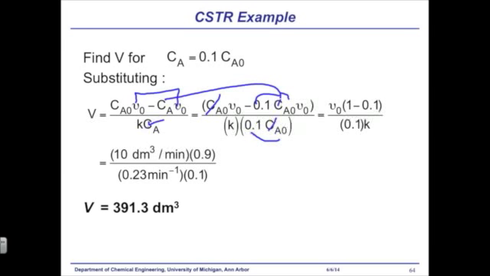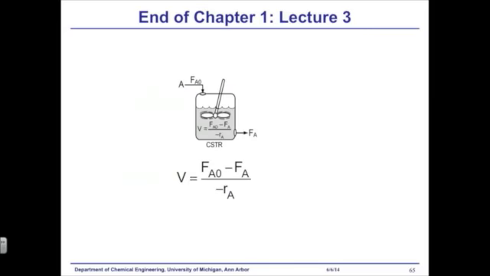Substituting these values in, we find the volume necessary to reduce the concentration in a continuous stirred tank reactor from CA0 to 0.1 CA0 will require 391.3 decimeters cubed. So this essentially is the end of Chapter 1, Lecture 3, and the equation we derived was this, giving the volume V, and then we gave an example showing how to apply this to a specific situation.